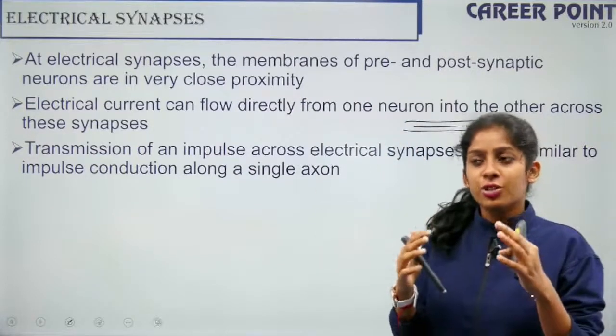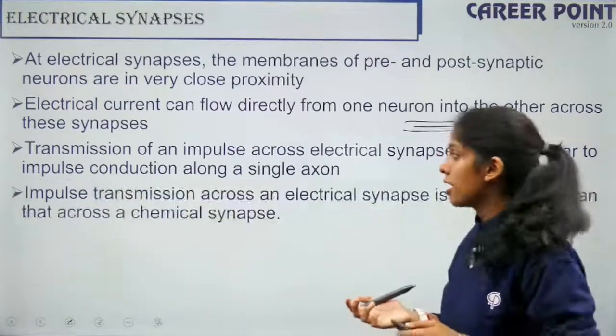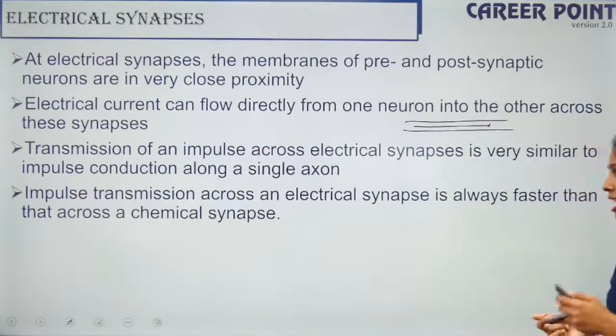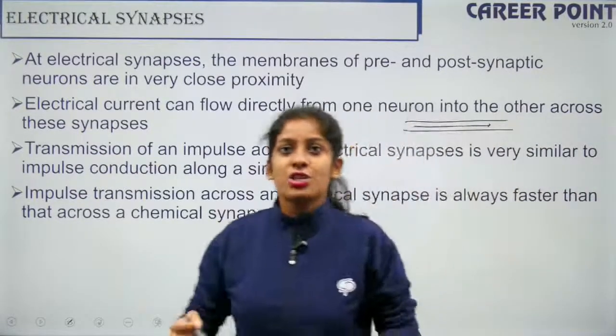So I'm just trying to make you correlate these two things. This is how your electrical synapse can happen. Impulse transmission across an electrical synapse is always faster than across a chemical synapse. So it's pretty easy, no?